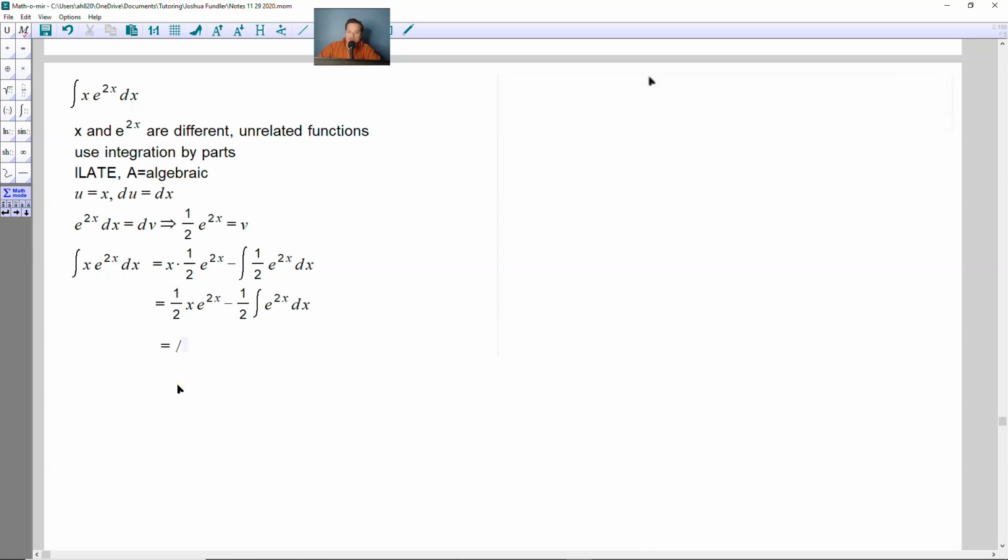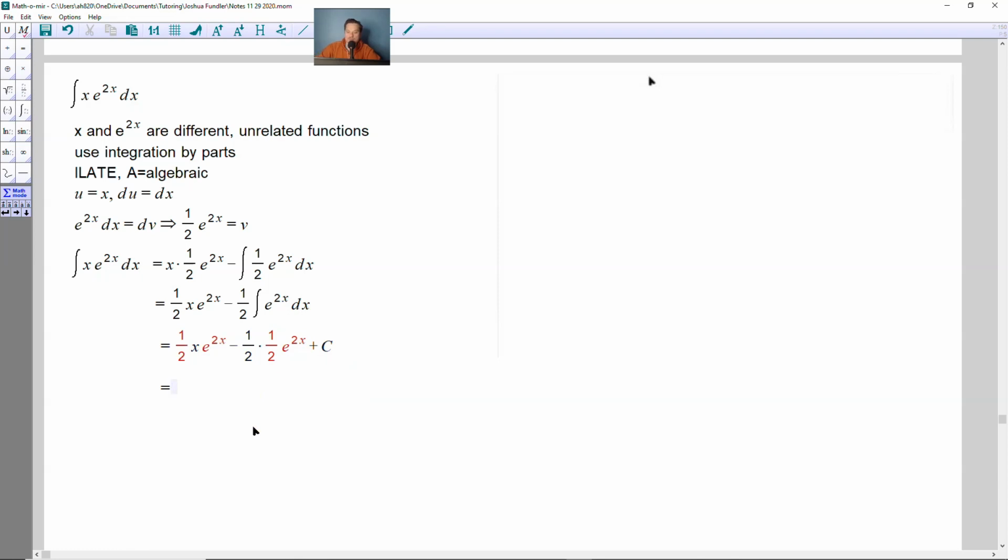So I'm going to have now 1 half x e raised to the 2x minus 1 half. The antiderivative of e to the 2x, that would be another 1 half e to the 2x, and then plus the c. Lastly, we can clean this up a little bit. For example, pull a half out and then an e to the 2x out. So for example, from this one, this red 1 half and this e to the 2x in red. From the second one, same thing. 1 half times e to the 2x in red. Those pieces in red can be placed outside.